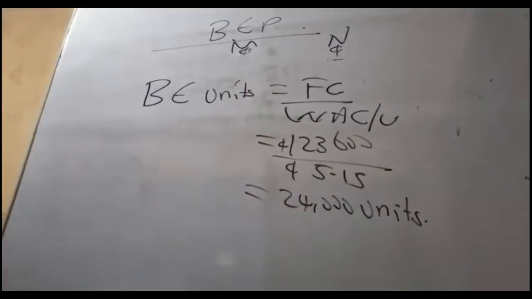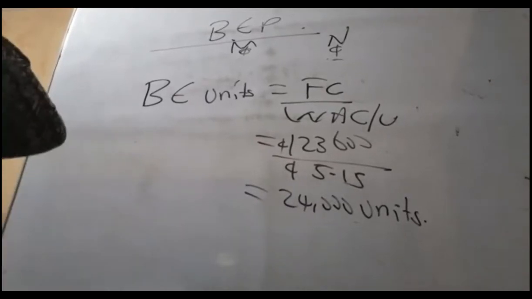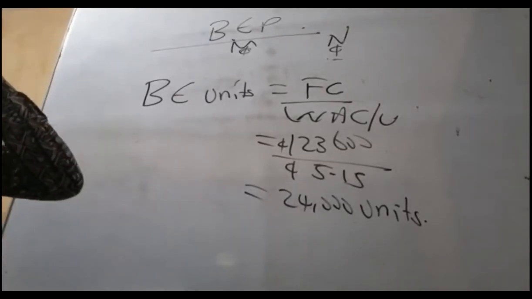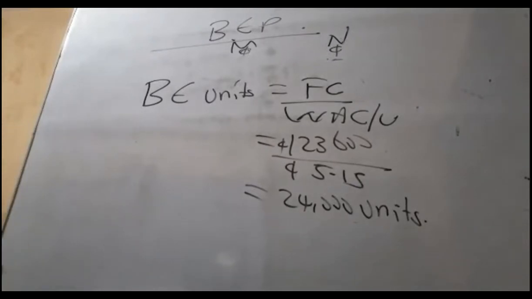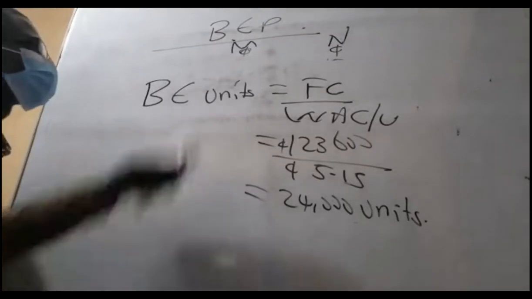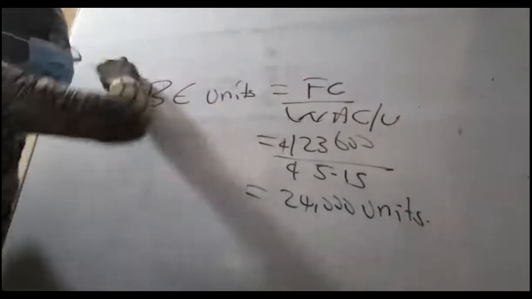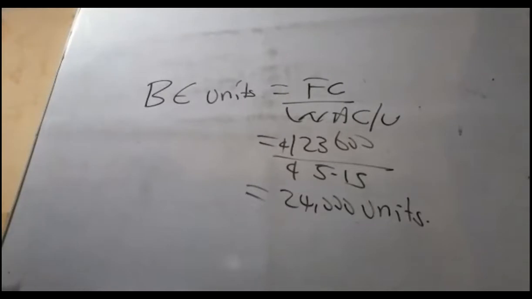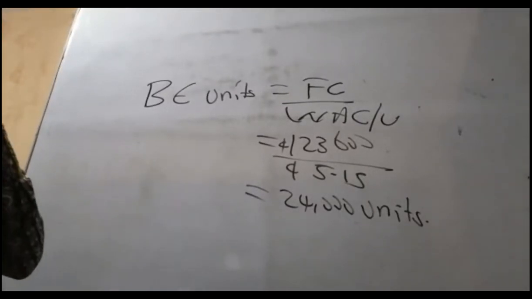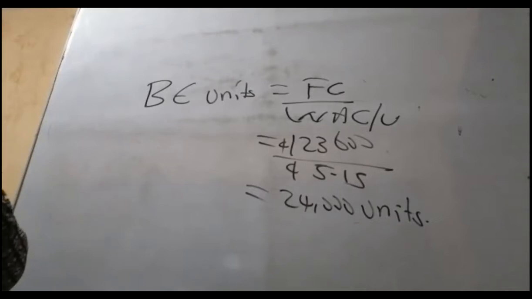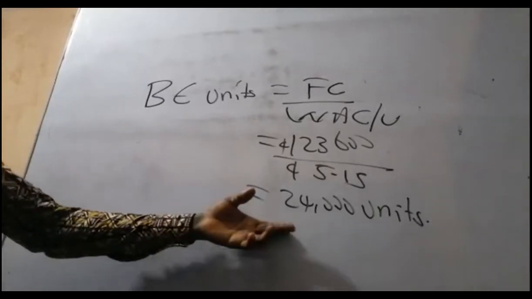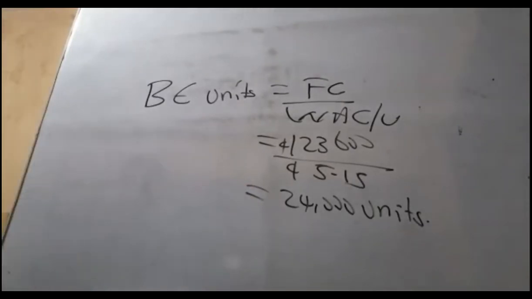Now, when you are done like this, you're not done. You have to do what you call allocation. This 24,000 is when they produce both products, M and N. So now you have to allocate it and know the exact quantity that is coming from the M and then the N. If you end it here, you are not done. This is the totality, putting all the units together.